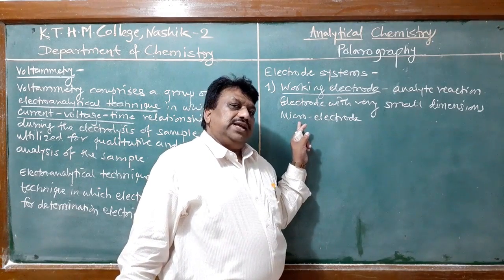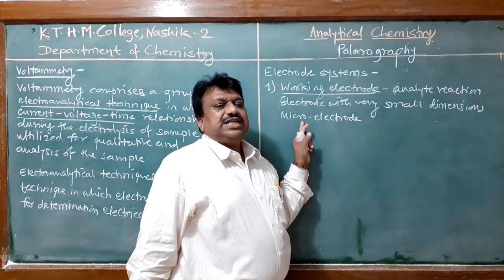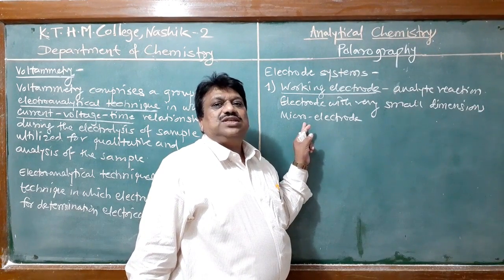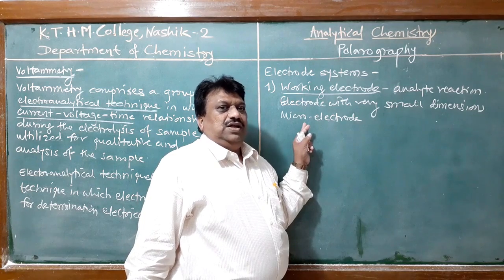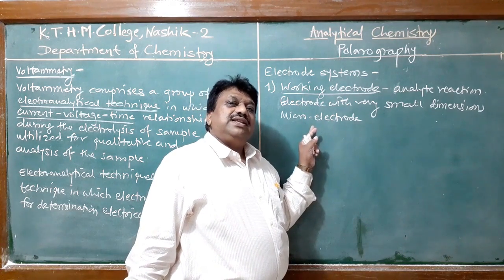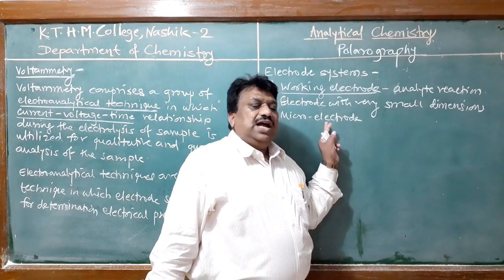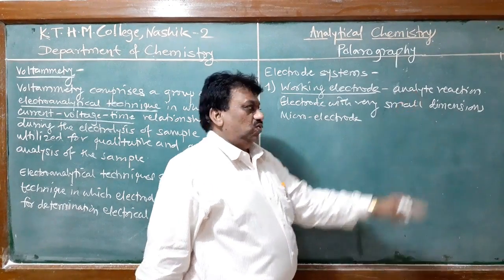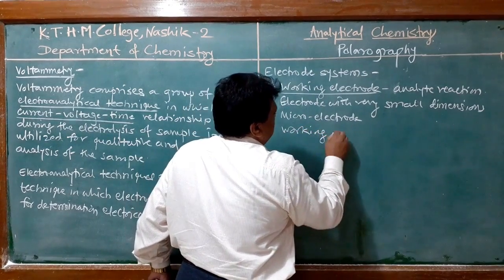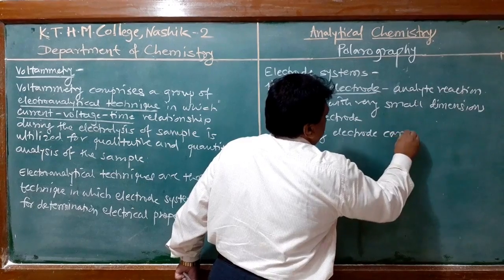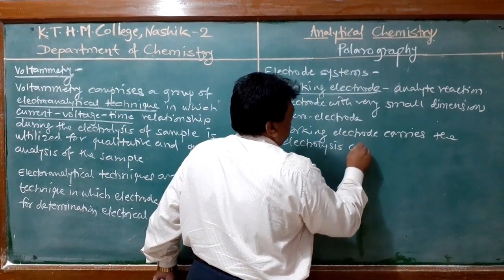This microelectrode or working electrode gets polarized with the application of a very small potential difference. Because of its very small dimension, current density at the working electrode is very high. Current density is the ratio of applied current to the area of the electrode. As the area of the electrode is very small, current density is very large, and due to this the small size electrode is easily polarized, and therefore analyte reactions take place on the working electrode. This working electrode carries the electrolysis current.